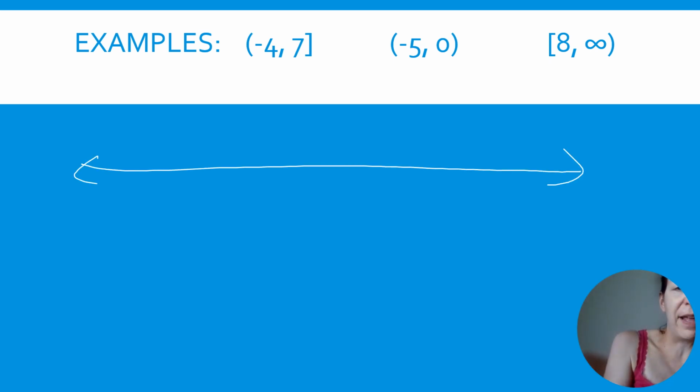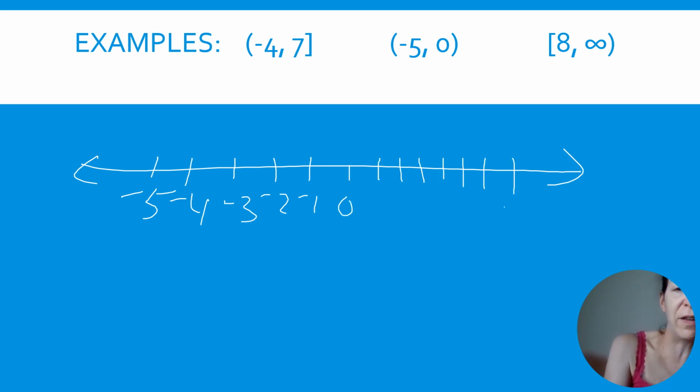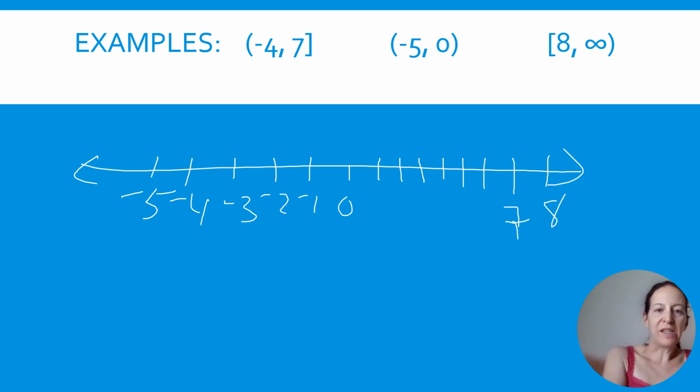We'll just start with -5, -4, -3, -2, -1, 0, 1, 2, 3, 4, 5, 6, 7, 8. Okay. I just didn't have the time or patience to do that. So what we would do if we were to graph this, the -4 is on the left. Again, it's always smallest to greatest.